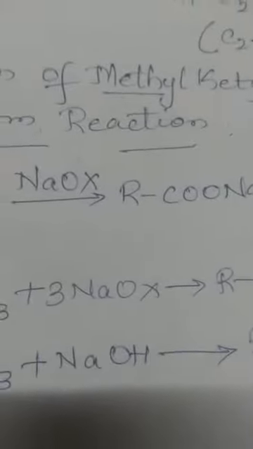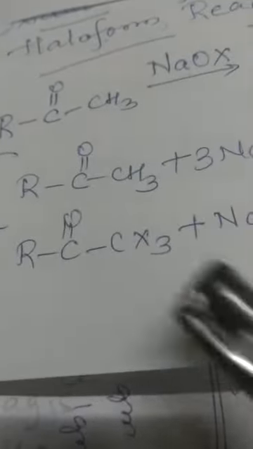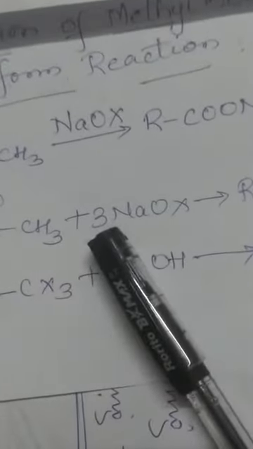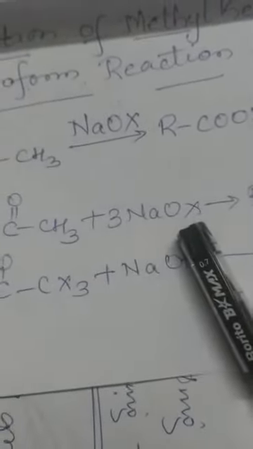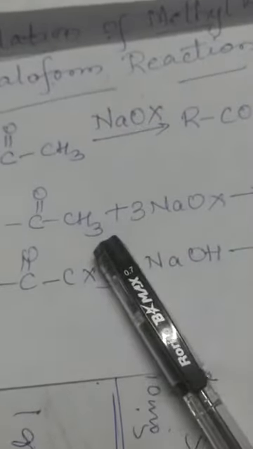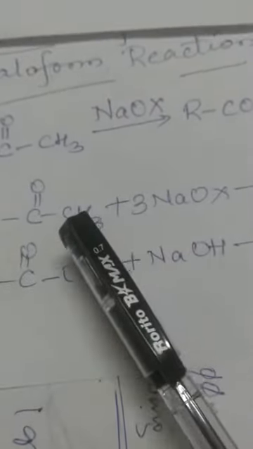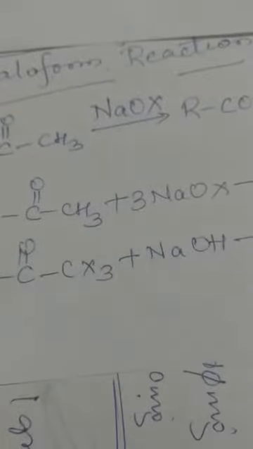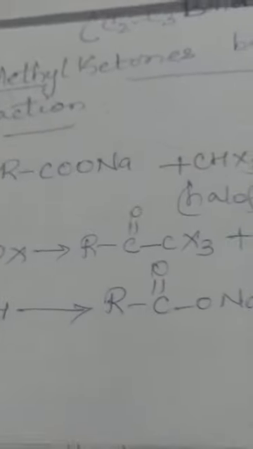Now this is a one-step equation. To explain this, I will just split that single equation into two steps. What actually happens is, there are 3 hydrogen atoms in the methyl group. So 3 molecules of sodium hypohalite, so that there will be 3 halogen atoms, will replace the 3 hydrogens here, so that it forms CX3 in place of CH3. RC double bond O CX3, and the byproduct obtained will be 3NaOH.